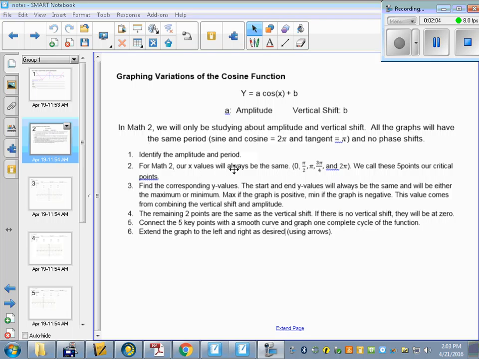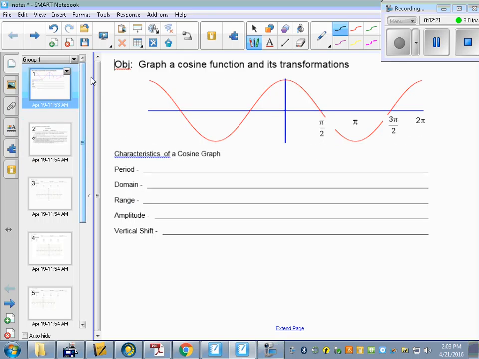And I should say for math 3, our x values will still be the same, the 0, pi over 2, pi, 3 pi over 2, and 2 pi. This is the part that's different for cosine, the corresponding y values. In a sine graph, start, middle, and end are the same, but look at your start, your middle, and your end. They are not the same. Start and end are the same, and they're up at the maximum. Middle is the exact opposite.